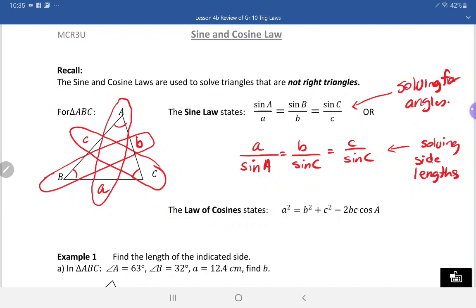If you don't know a pair, if you know what's called side angle side, which means you know two sides and the angle between them, you can use cosine law. So let's say we know this side, this angle, and this side, then we can use cosine law. Or if we know all three sides of a triangle, then we can use cosine law as well. So the law of cosines is this formula. We'll be getting to that in a minute.